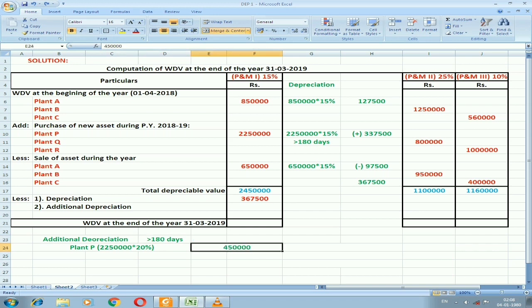It will be more than 180 days, as I told you. So I need to consider the rate fixed as additional depreciation, 20%. I'll get an amount of 4,50,000. I'm entering it in the additional depreciation column. If I do the total, I'll get 16,32,500 as the WDV at the end of the year, 31/3/2019, for plant and machinery block 1.